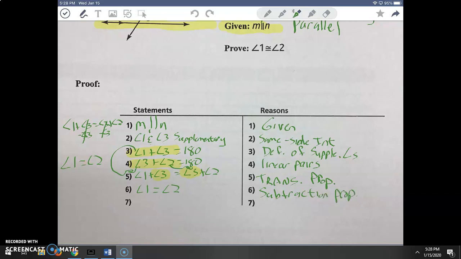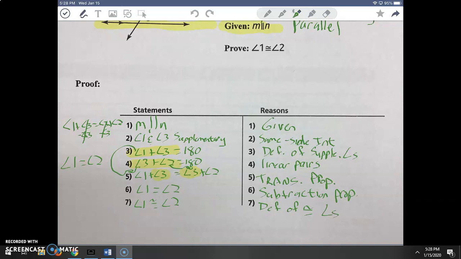Okay, now since they are equal, then they have to be congruent. And that would be the definition of congruent angles. Okay, so now we've got our proof.